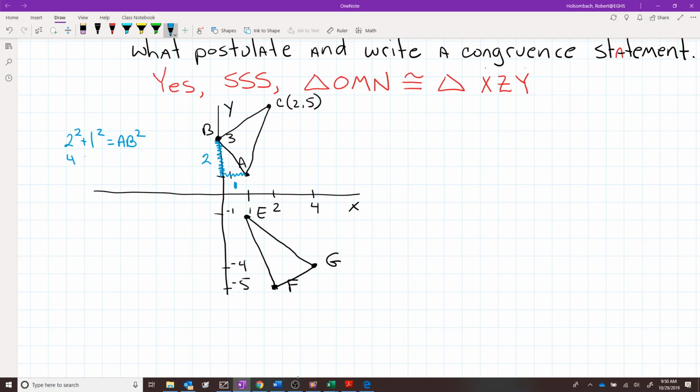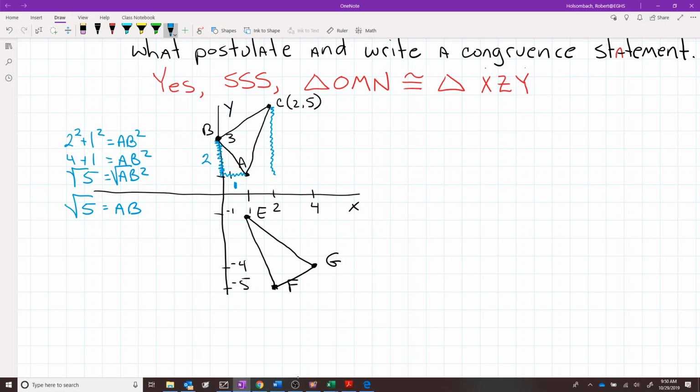So you got 4 plus 1 equals AB squared. So 5 equals AB squared. And if you square root both sides, the square root of 5 equals side AB. Then you could do the same thing for side AC.